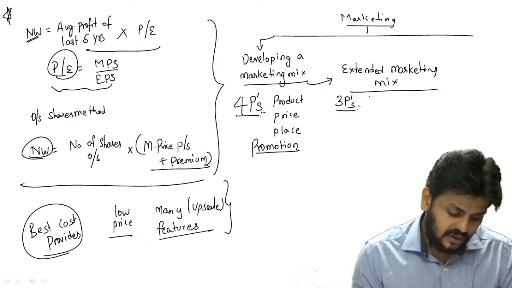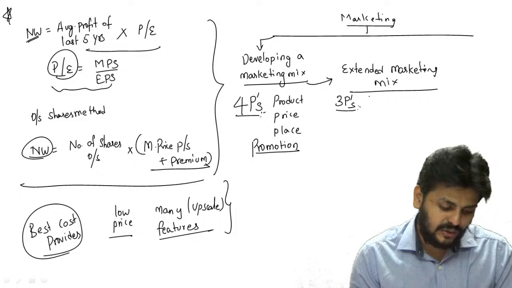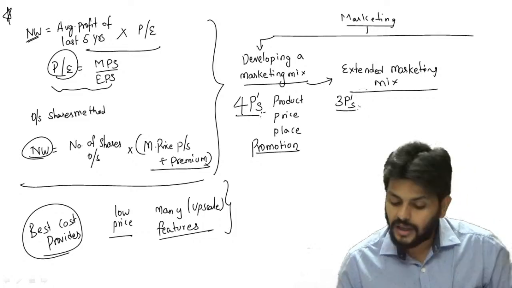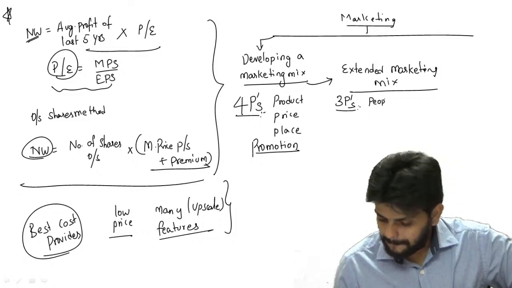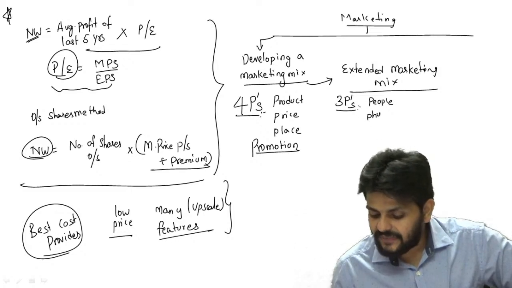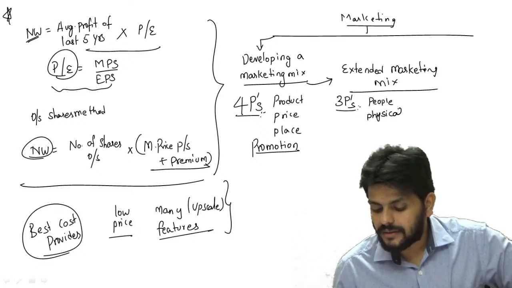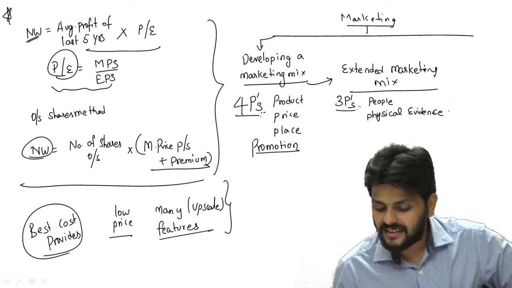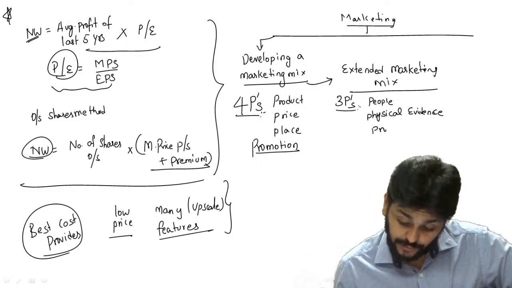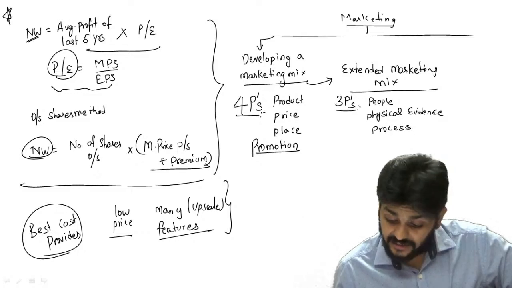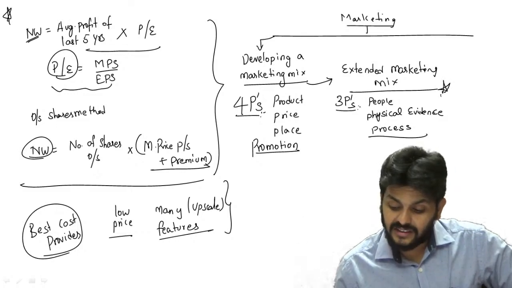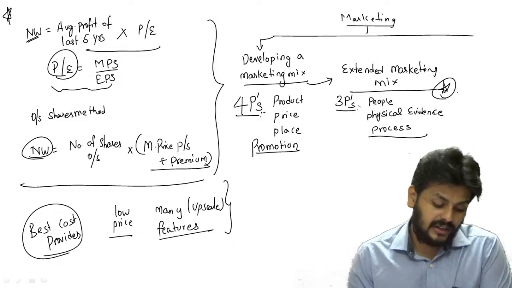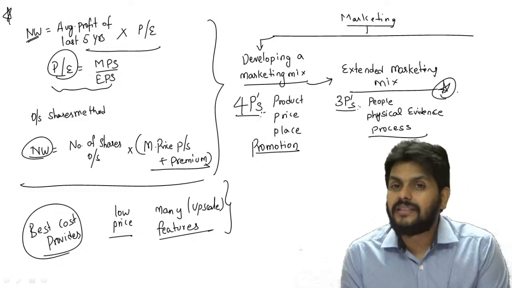Okay, do I see some? Okay, yes, there are a lot of answers to this one also. That's very good, very encouraging. These are people, physical evidence, and process. These are called the extended P's. There's a question asked in the exam, guys, a couple of times back, so it can always come back. These are the extra 3 P's.